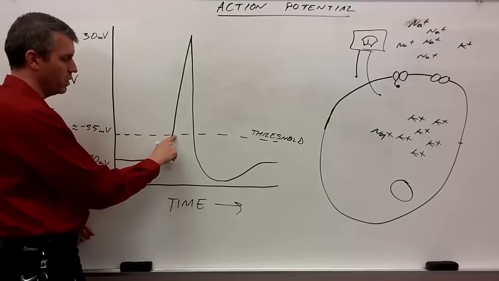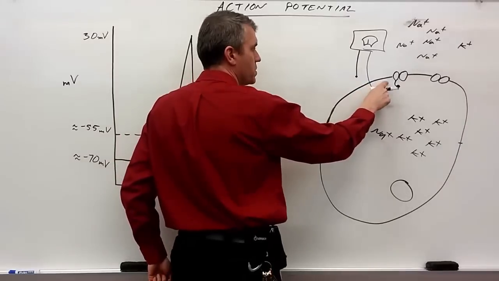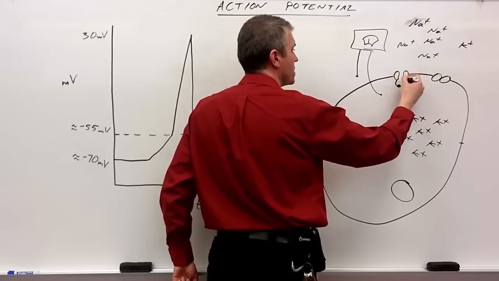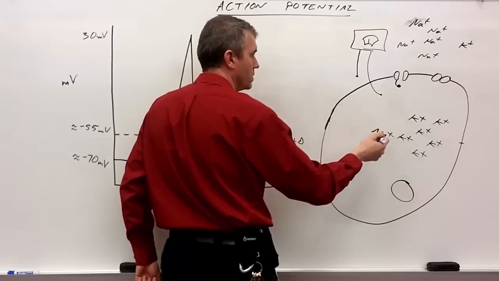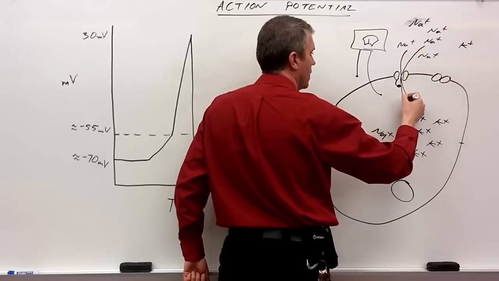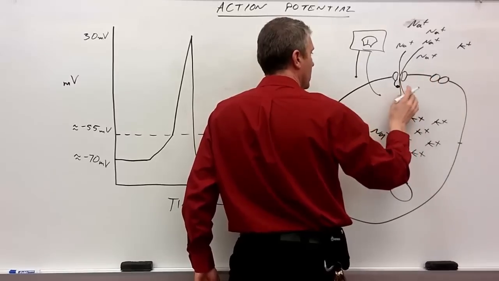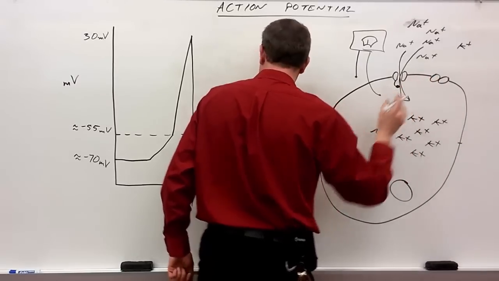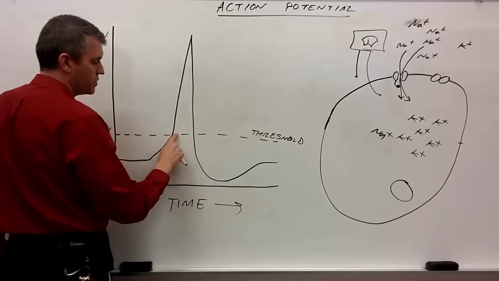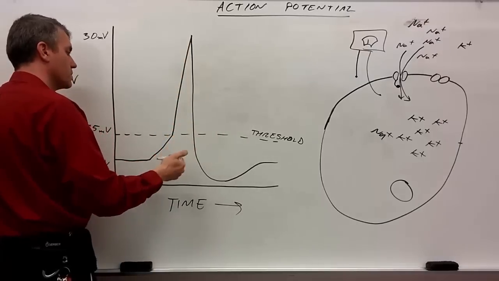So once we reach threshold, what causes the membrane to go positive? The membrane goes positive because this first channel, the voltage-gated sodium channel, opens in response to that reaching of threshold. That causes sodium to come into the cell. Sodium is positively charged, so the charge on the membrane, on the inside, the positive charge goes up. So once we reach threshold, those voltage-gated sodium channels open and we get depolarization, this increase of charge going a lot more positive.